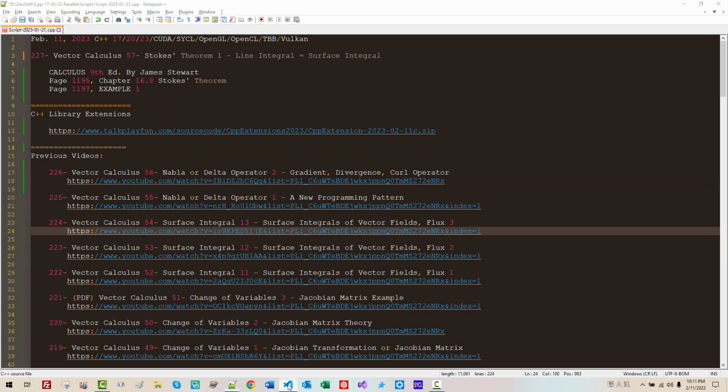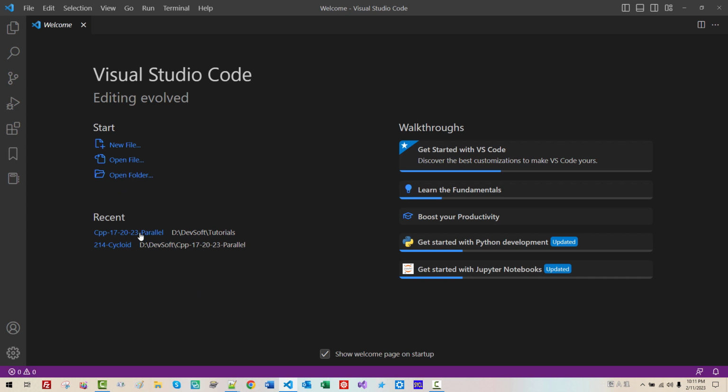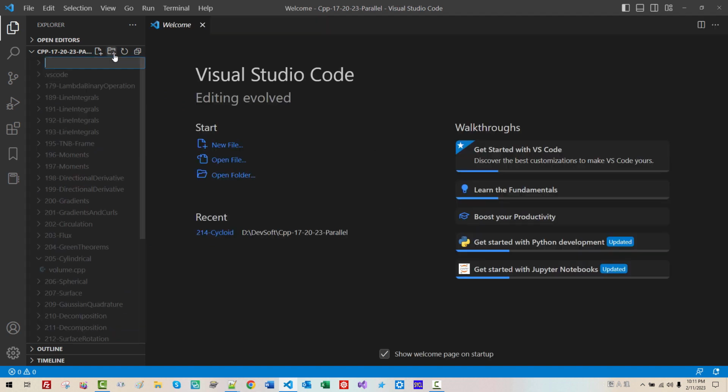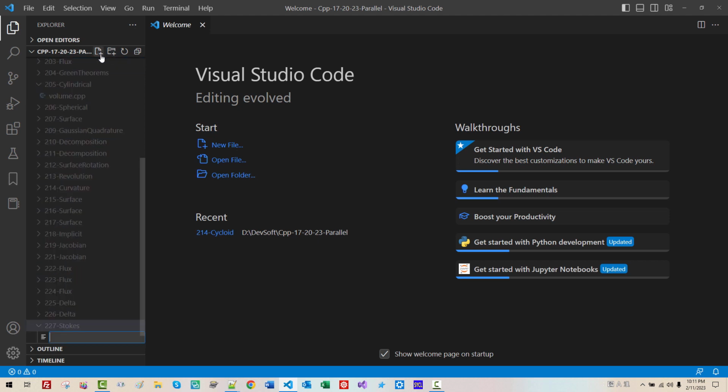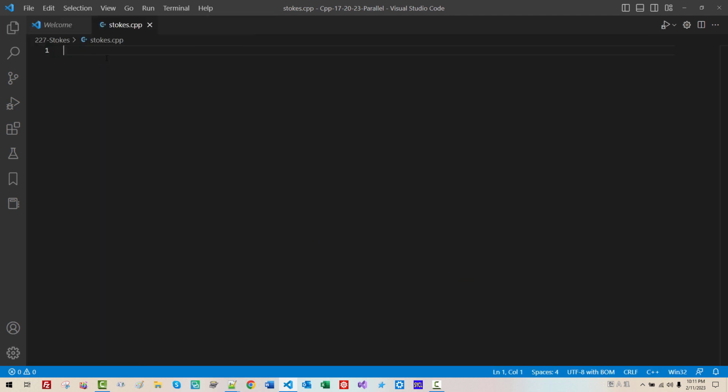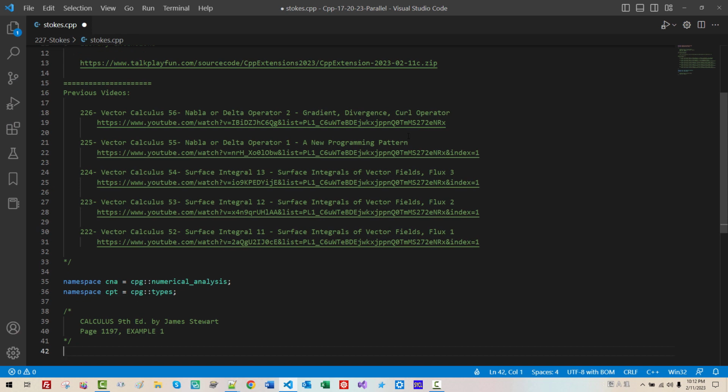Open up Visual Studio Code from CPP 17-20-23 parallel. Select empty space. Click this button to create 27 Stokes. Hit enter. Click this button, Stokes.cpp. Hit enter. Ctrl V. I will delete the welcome window. I will copy and paste these links.